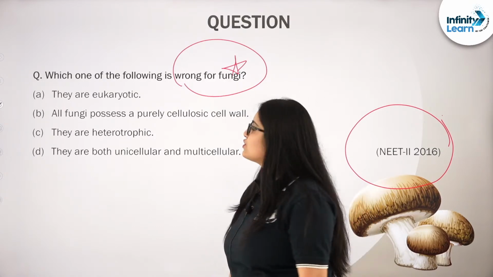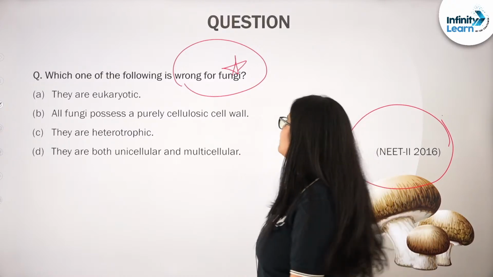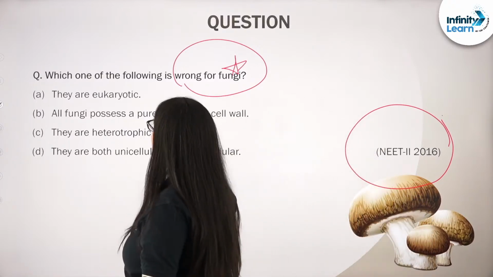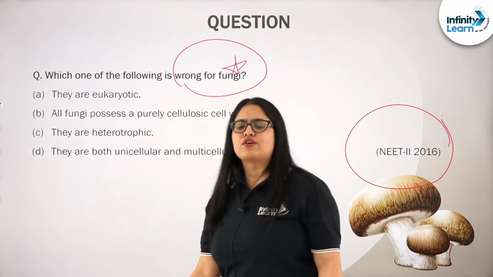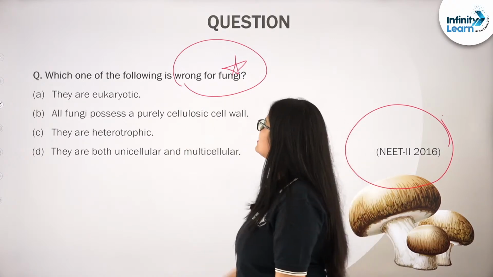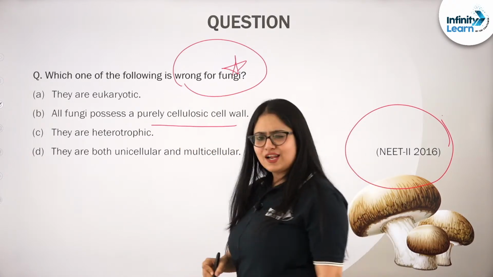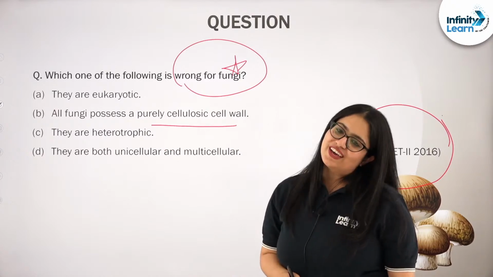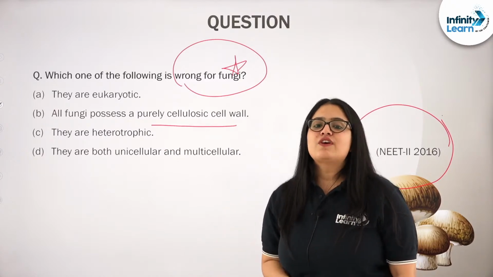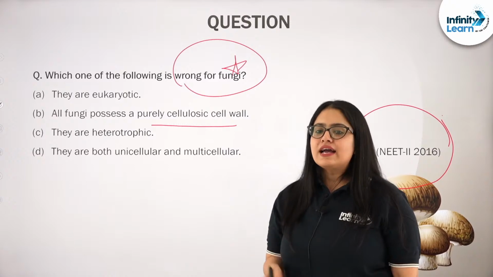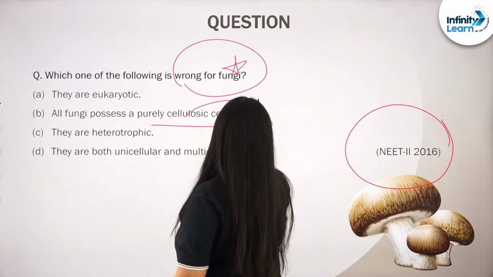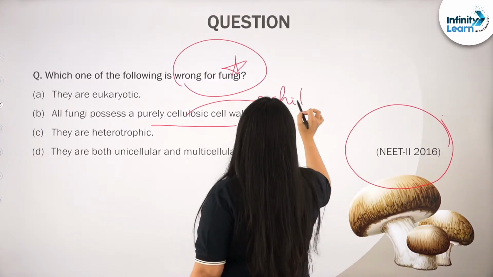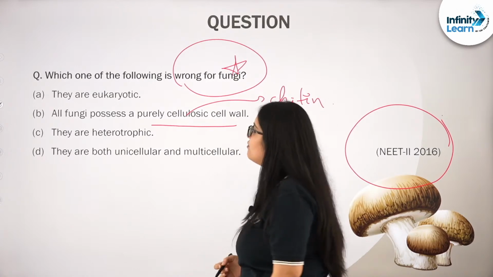Okay, so which of the following is wrong for fungi? They are eukaryotic. Yes, they are eukaryotic. Next, all fungi possess a purely cellulosic cell wall. Do you think so? No, kids. The members of fungi in fact contain chitin in their cell wall. So it's not purely cellulosic. They possess chitin in their cell wall.